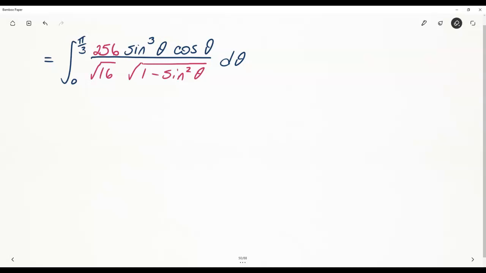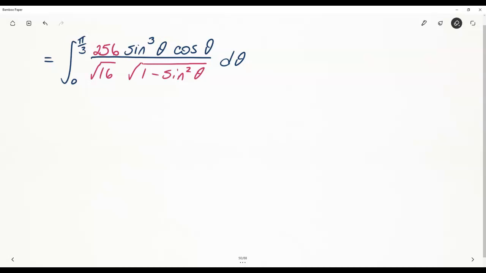So, tell me, what is 1 minus sine squared again? It's cosine squared, but what is the square root of cosine squared? Cosine. So this square root that you see is really just cosine. And won't it cancel the cosine in the numerator? Yep.